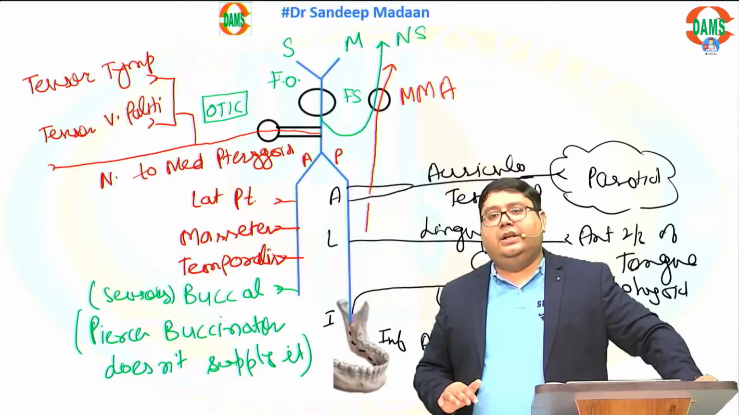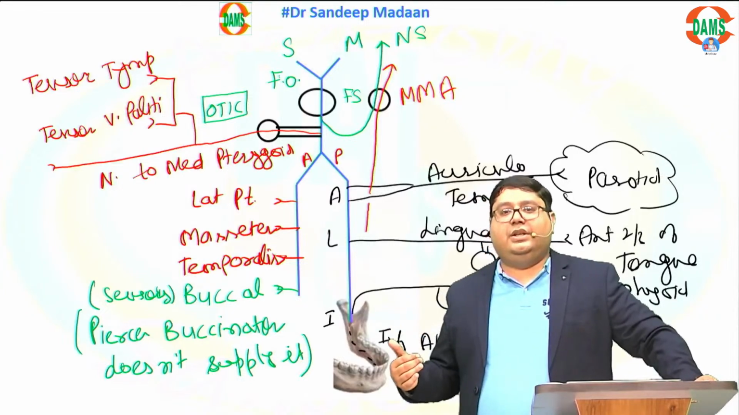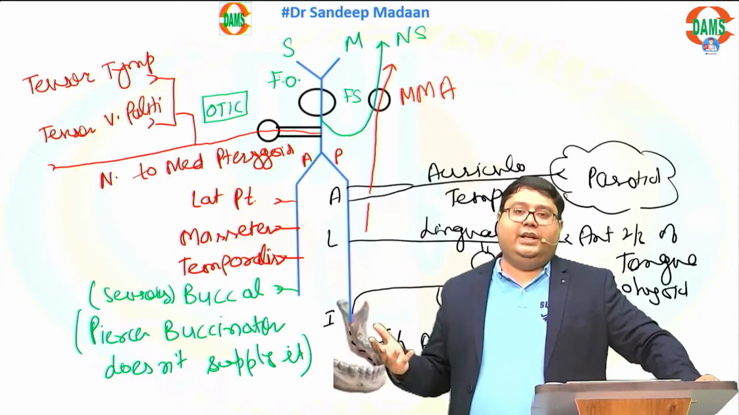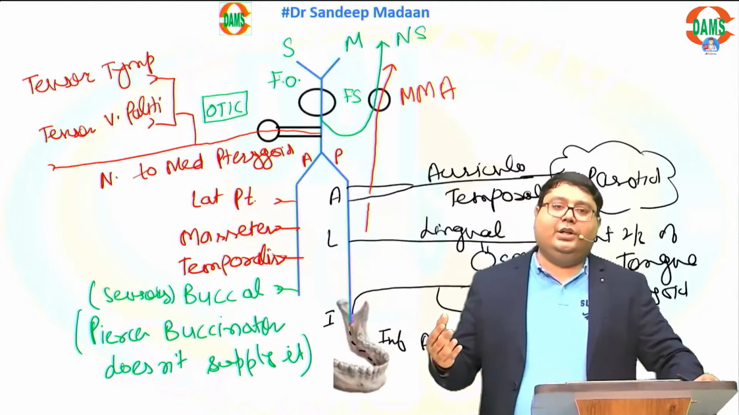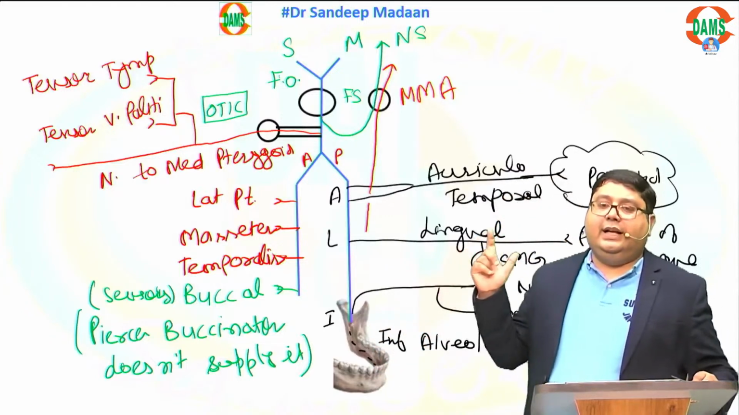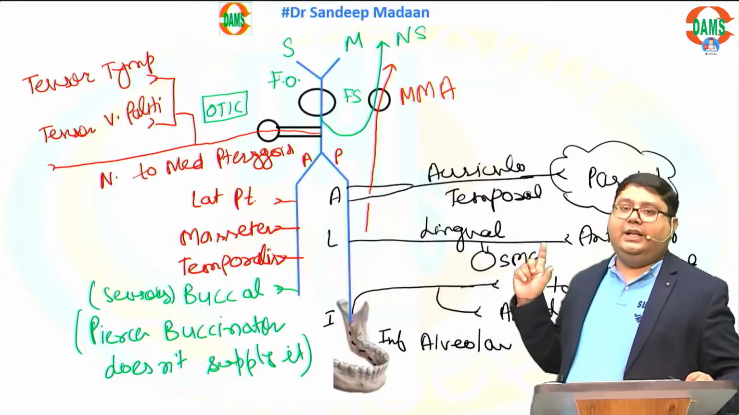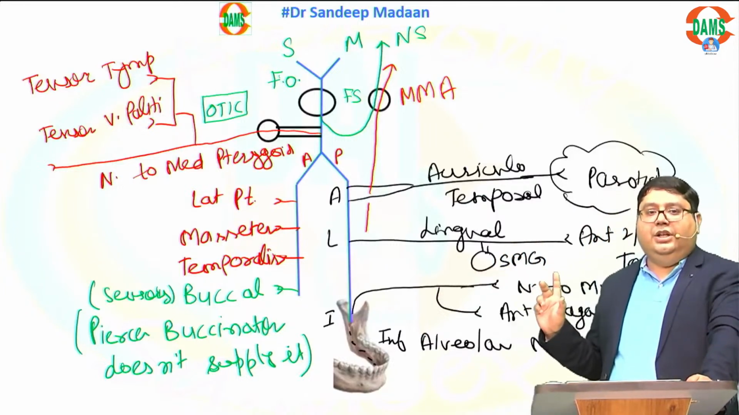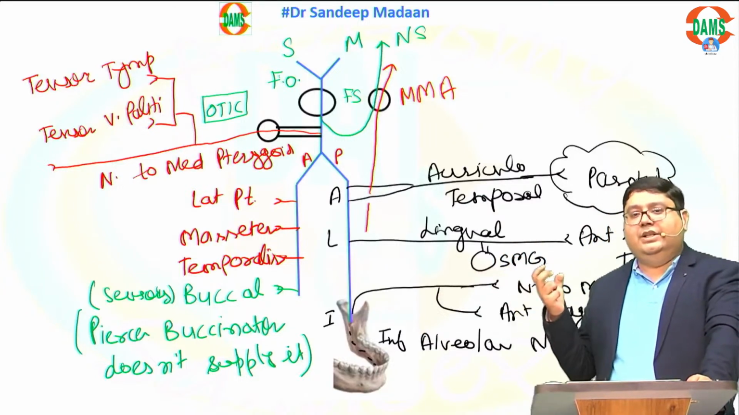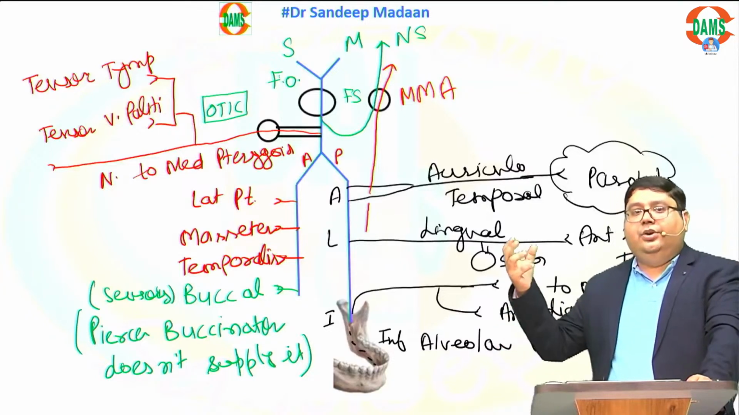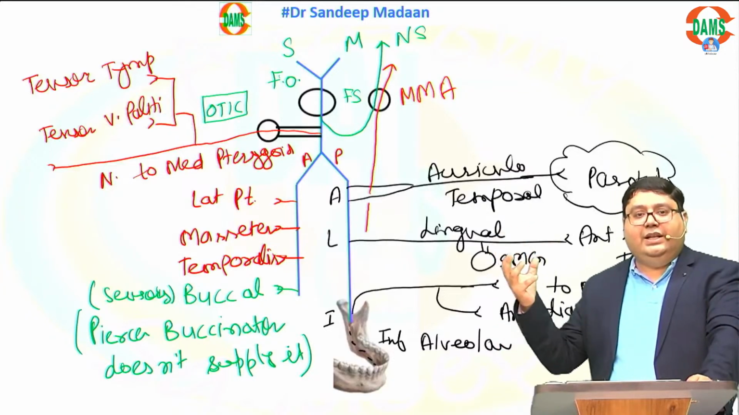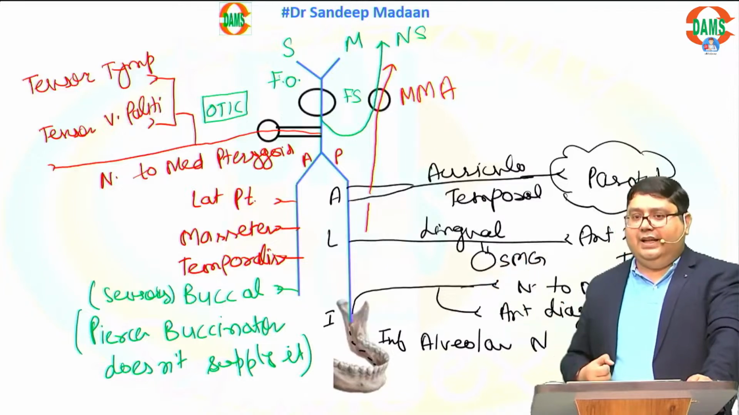Is that okay? But regarding the posterior division, we have the mnemonic ALI, that is the auriculotemporal nerve supplying the parotid gland. L for lingual nerve, which will be supplying the anterior 2/3 of the tongue, carrying which sensation? That is the general sensation from the tongue. And not only that, the lingual nerve will be holding one ganglion named the submandibular ganglion.